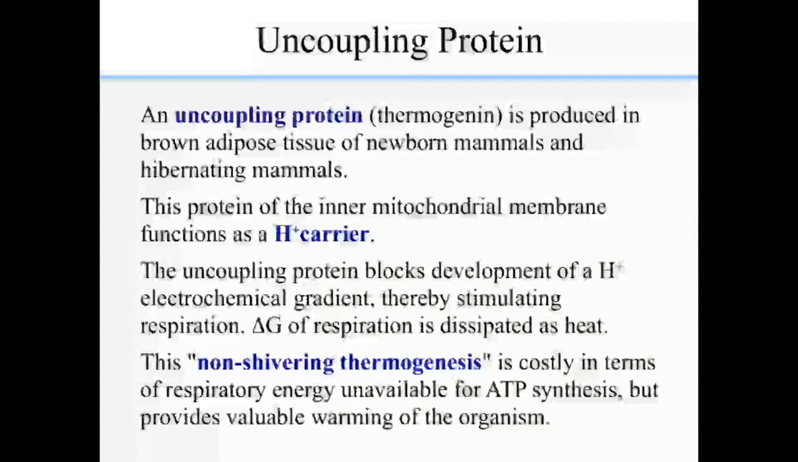This process, known as non-shivering thermogenesis, is quite energy-intensive. It uses up respiratory energy that would otherwise be used for ATP production, but it's incredibly valuable because it helps warm the organism, especially in cold environments. So, in summary, uncoupling proteins enable these animals to generate heat efficiently without shivering, which is crucial for survival in cold conditions. It's a perfect example of how energy metabolism can be adapted for thermoregulation.